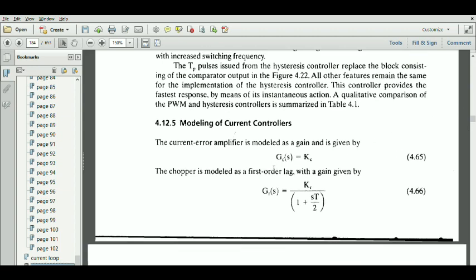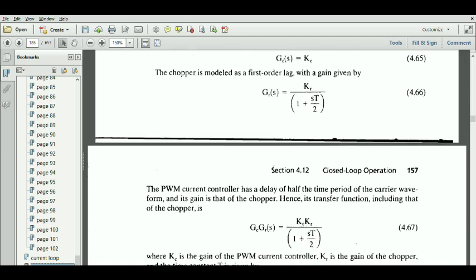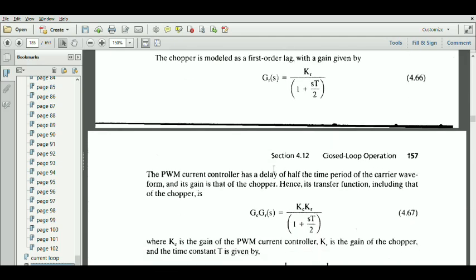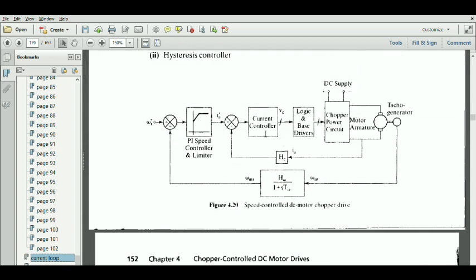So this is the modeling of the chopper. And one more thing: if both are in series, you can multiply the transfer functions to obtain the overall transfer function. The logic based driver, we are not considering in the transfer function because its time constant is very small, and this system will not much affect the overall transfer function.